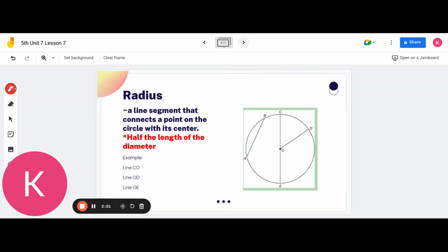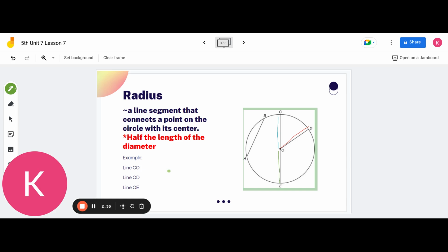A radius is something that starts at the middle and goes to the outside. It has to start in the middle. Like OD is considered a radius. It starts from the middle and works its way out. For this particular one, you'll also see that CO is a radius because it starts at the middle and works its way out. And one more, OE is also a radius. It starts at the center and works its way out.